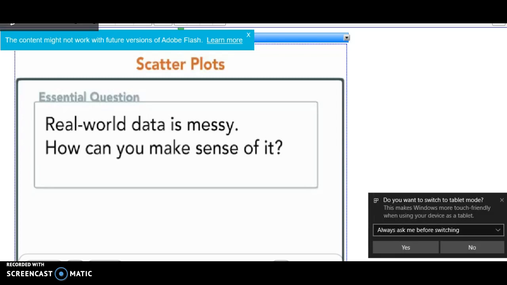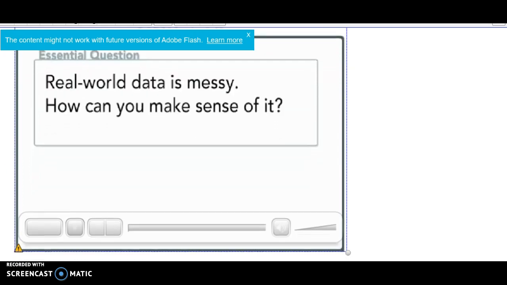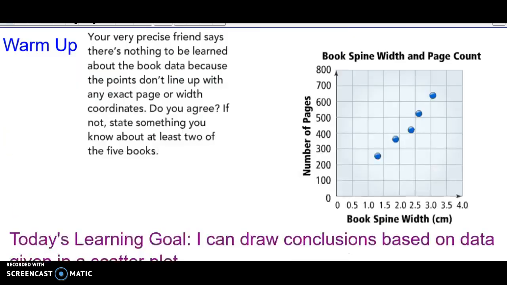All right, 8th grade, we are starting topic 14, a unit on scatter plots. And I think that you're going to find this a nice break from the systems of equations we've been working on. As we're looking at scatter plots, this is a way that we can help make sense of real world data that can be kind of messy. So this is going to help us organize some of that real world data.